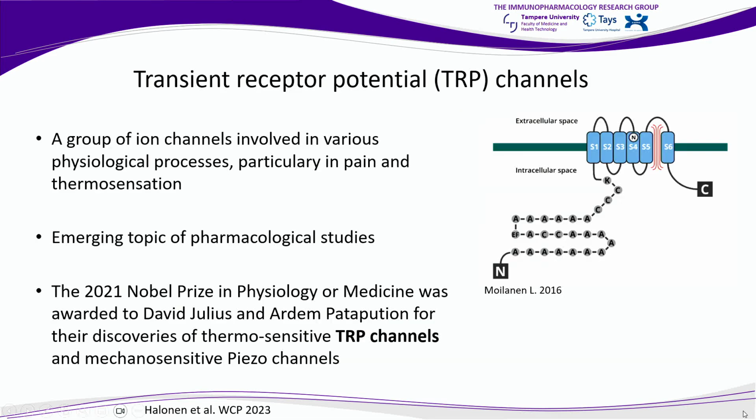First, some background. We're studying transient receptor potential channels, which are a group of cation channels that are involved in various physiological processes, and particularly in pain and thermosensation. They have been an emerging topic of pharmacology studies in a lot of different disciplines of medicine right now, and they were also awarded a Nobel Prize in 2021. Here you can see transient receptor potential ankyrin 1, or TRPA1, that our group has extensively studied.